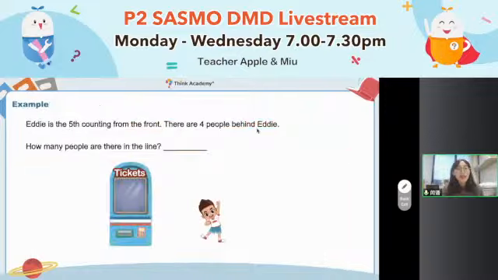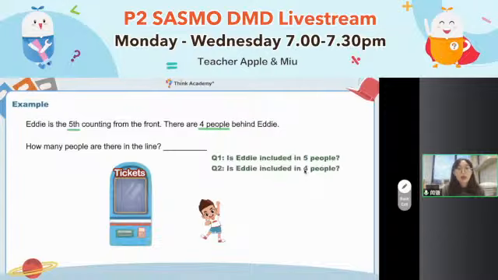Now, following this, let's move on to an example. Eddie is the 5th. Okay, so here please underline the keyword 5th. Counting from the front, there are 4 people behind Eddie. So how many people are there in the line? How can we solve the question? Look, maybe you can try to think about it. Is Eddie included in 5 people here? What is the meaning of 5th? This is an ordinal number, right? And also think about it. Is Eddie included in 4 people here? Think about it.